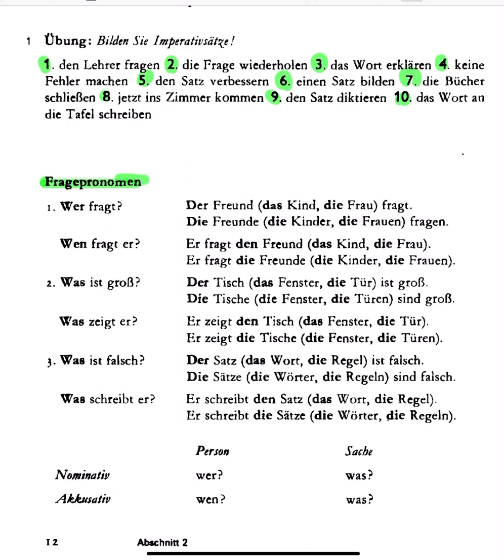Okay. Then we can say, wer fragt? Who asks? We ask about the nominative. Der Freund fragt. The friend asks. Das Kind fragt. The child asks. Die Frau fragt. The woman asks. In the plural form, it is singular and plural. Die Freunde fragen. The friends ask. Die Kinder fragen. The children ask. Die Frauen fragen. The women ask.